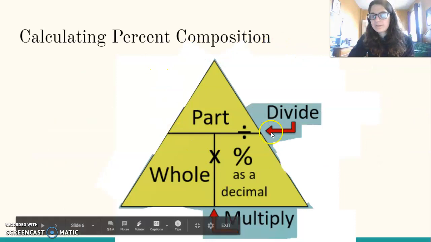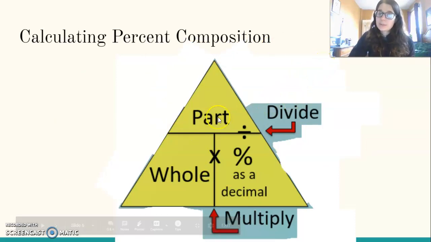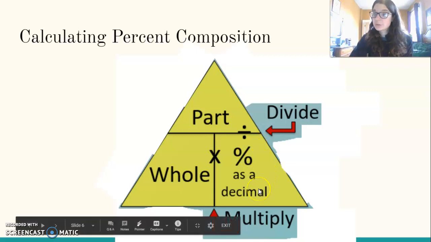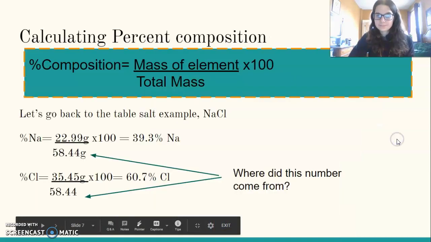So here's just kind of a visual of how to calculate percent composition. You take the part over the whole and multiply by 100% to get it as a percent. Okay. You may know that you can go from a percent to a decimal. So 50% is 0.5 and things like that. So that's where that 100 comes in.